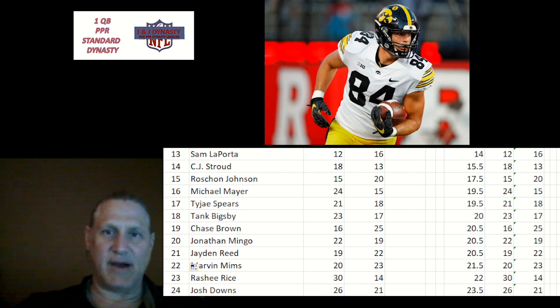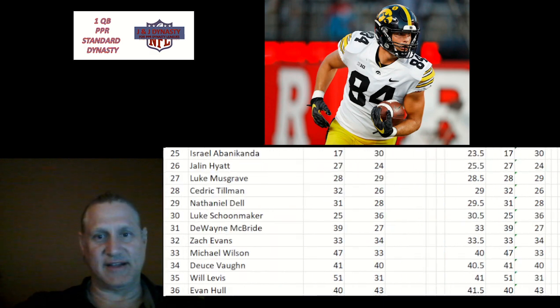So this is a hodgepodge, and it's going to be a hodgepodge for a while of who's actually getting drafted in there. Roschon Johnson is higher than I thought he would wind up being. Michael Mayer, C.J. Stroud, obviously you can see the separation between the two draft picks that they had there.